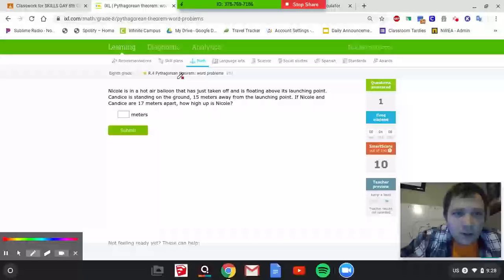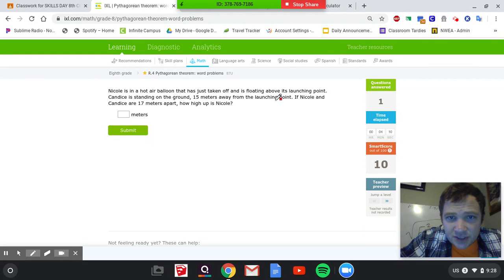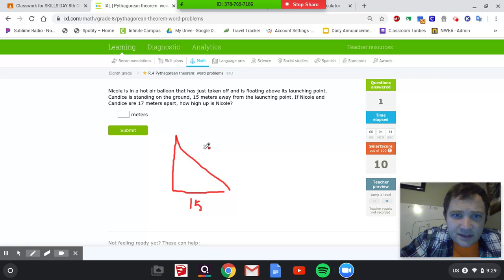Okay. Nicole is in a hot air balloon that has just taken off and is floating above its launching point. Candace is standing on the ground 15 meters away from the launching point. If Nicole and Candace are 17 meters apart, how high up is Nicole? Check this out. So here's the hot air balloon going up in the air. Candace is 15 meters away from the point where it went up at. They're 17 meters apart. And we're trying to find this.